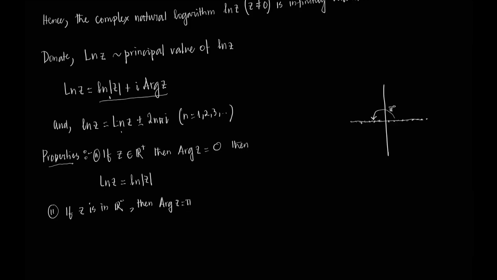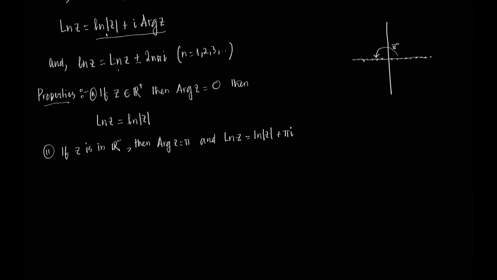So the argument of Z is pi, and the principal logarithm is nothing but the log of mod Z, the real part, plus pi I. So this is what we are getting. We have generalized the idea of logarithm. Previously we didn't know how to define the log of a negative number, but now we know. It is the log of mod Z, basically the absolute value of Z, plus pi I. This is what you add.